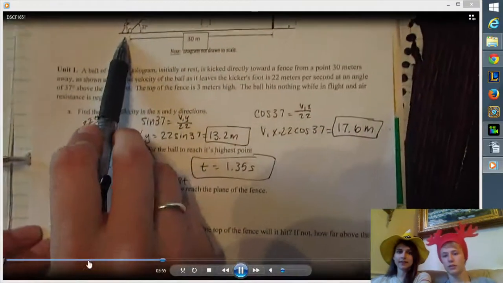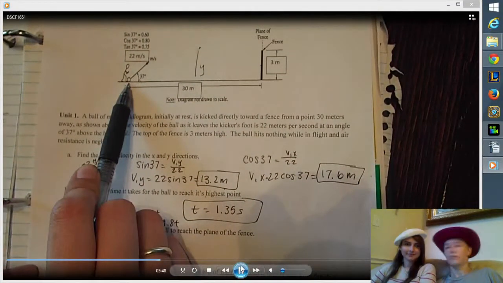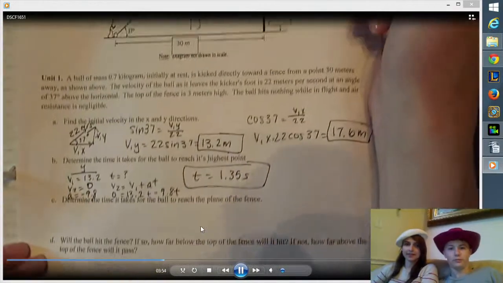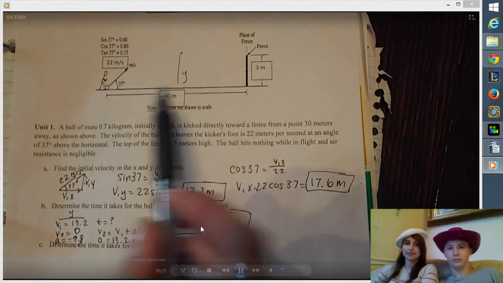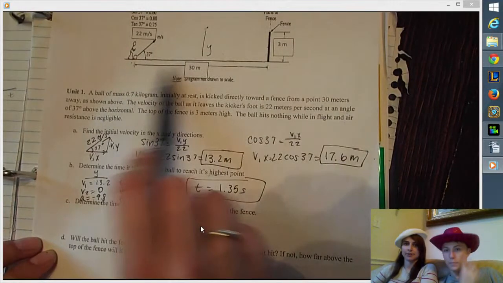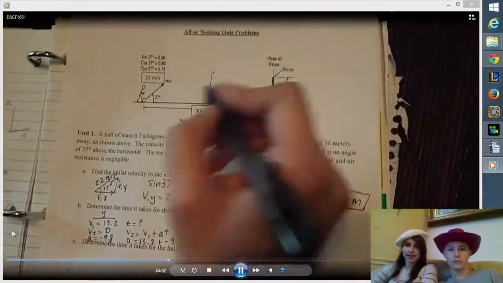So now for the time for the ball to reach the plane of the fence. We're going to determine the time it takes for the ball to reach the plane of the fence. We took the time for its highest point, and now we're going to take the time to actually go the 30 meters to the plane of the fence. So we don't care about the height, just the x.